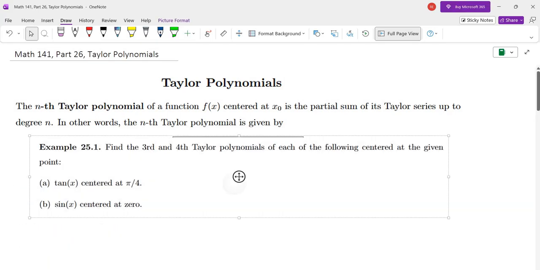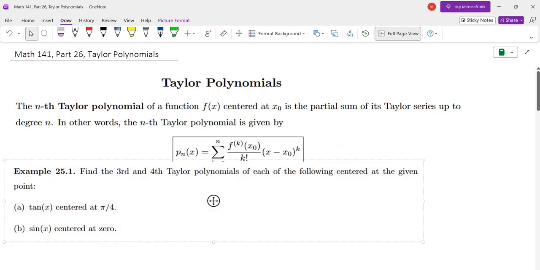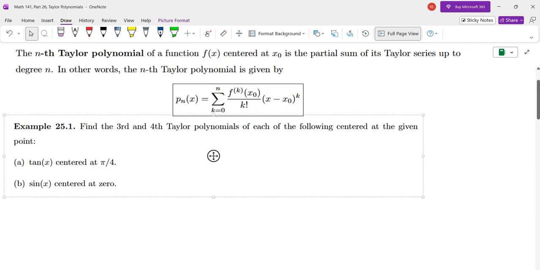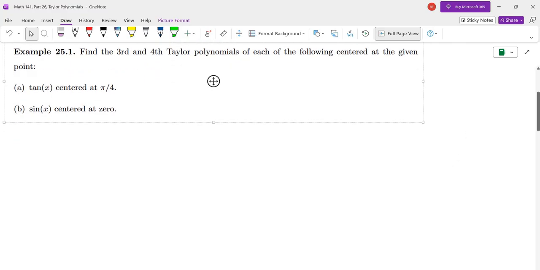What are Taylor polynomials? Taylor polynomials are the partial sums of Taylor series. So the nth Taylor polynomial is the sum from k equals 0 to n of f^(k)(x naught) divided by k factorial, multiplied by (x minus x naught) to the power of k. And this x naught is the center for the Taylor series.